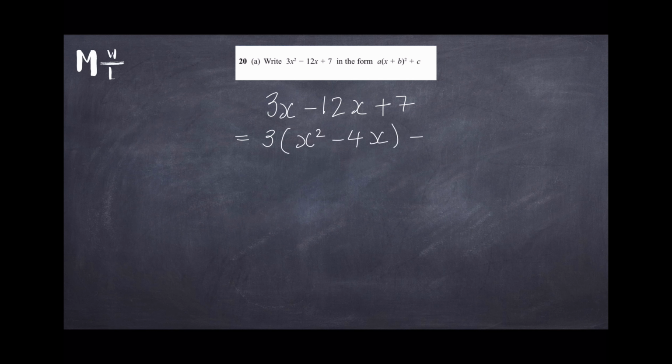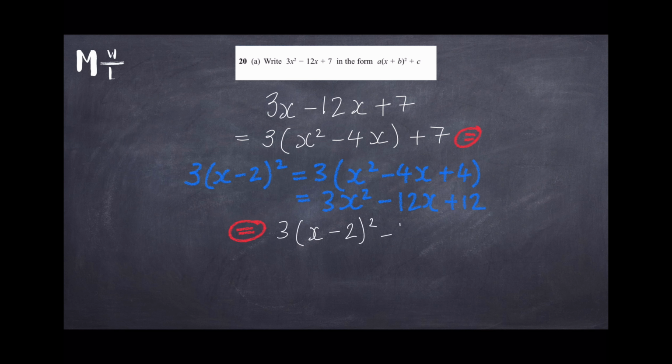Taking 3 out as a factor, here we get 3 multiplied by (x squared minus 4x) plus 7 at the end. So dividing the x coefficient by 2, we'll get 3 multiplied by (x minus 2) all squared, and then we just need to remember to take off the 12 at the end after multiplying back by 3. So that's going to give us 3 multiplied by (x minus 2) all squared minus 12. Simplifying this, we've got our completed square format, and that's the end of the question.